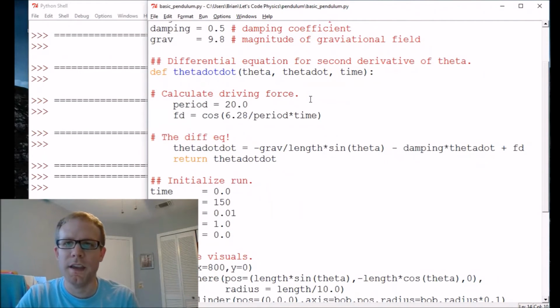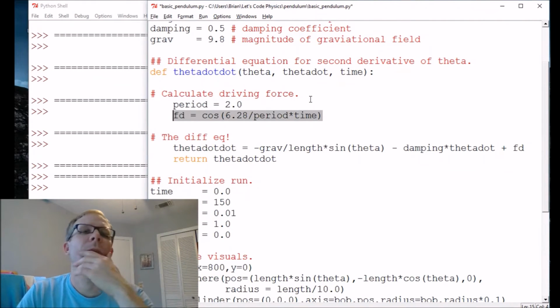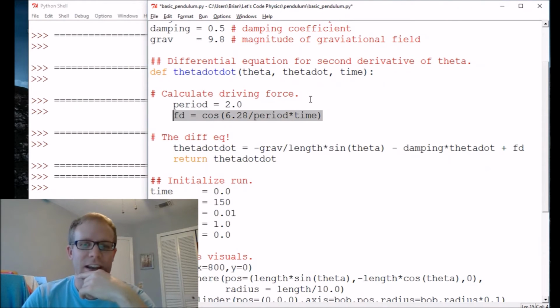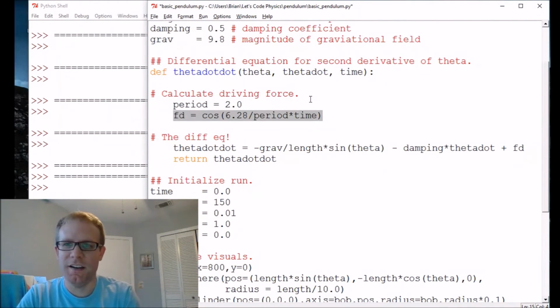So let's do it this way. Let's say we're pushing every 2 seconds, maybe. What you can do is say that FD equals... what I want is for it to be that every 2 seconds it gets a push. So I need to say FD equals, and let's give it a push. This has a maximum of 1, so let's set the push value to be 1.